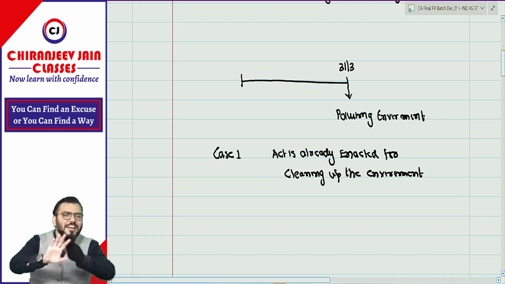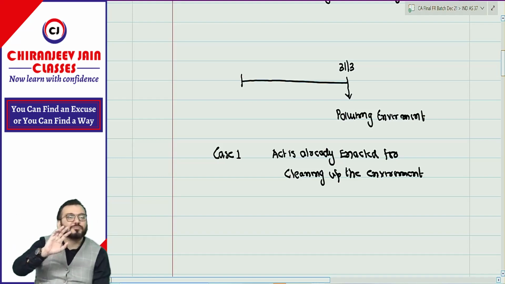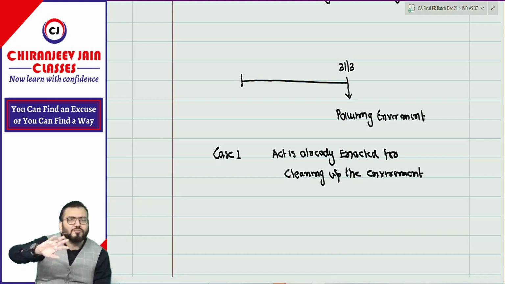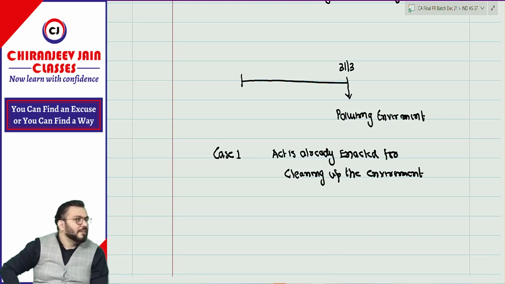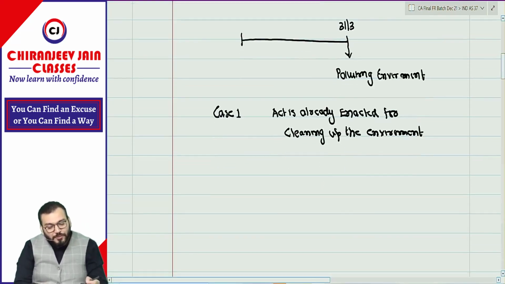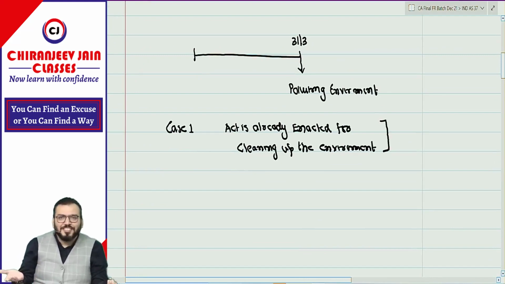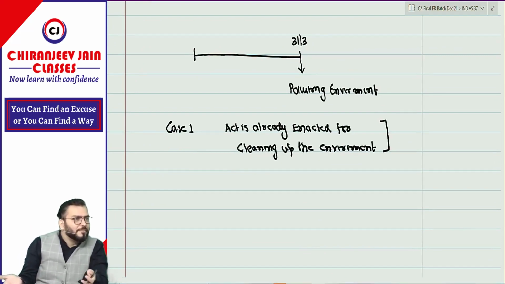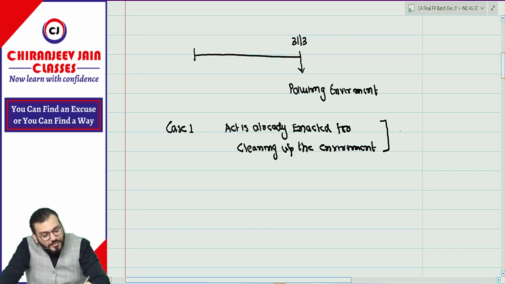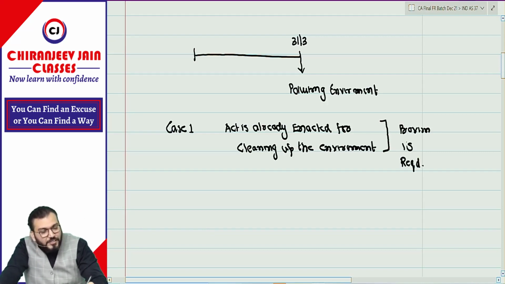Because I am not writing the detailed question. Suppose an entity is polluting the environment, it can be air pollution, water pollution, etc. And already an act is enacted that if any entity is doing this, they need to clean up the environment. Whether provision is required? Yes or no? Yes, because there is already a legal obligation through the enactment of the act. Already the act is there. There is a legal obligation. For this case 1, provision is required. I think nothing to explain.